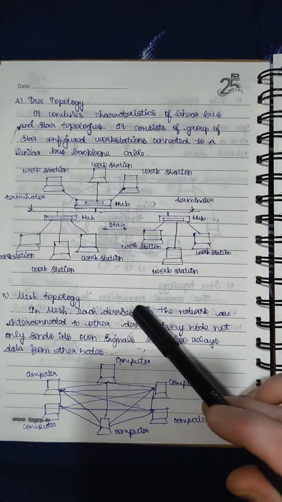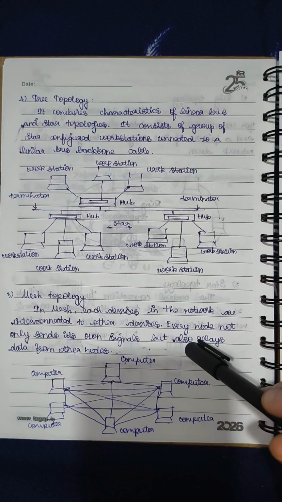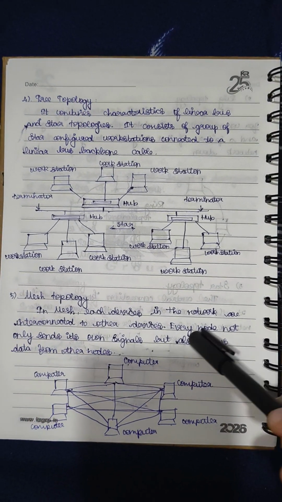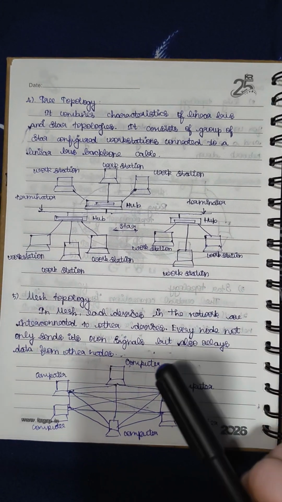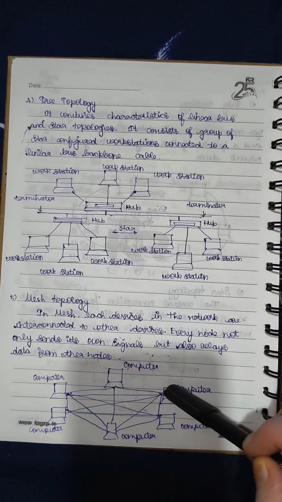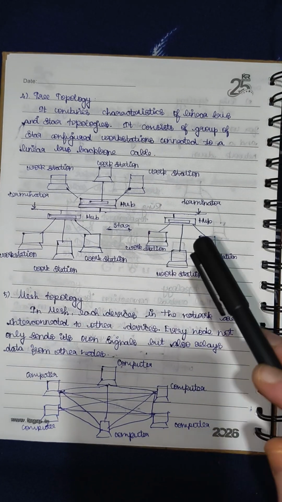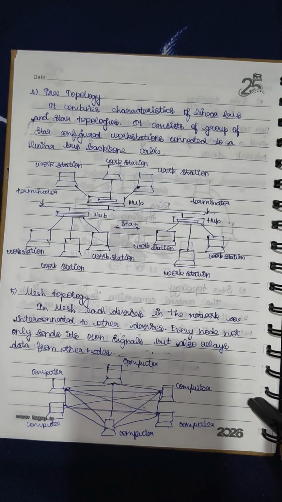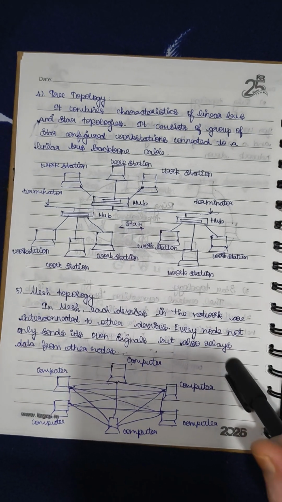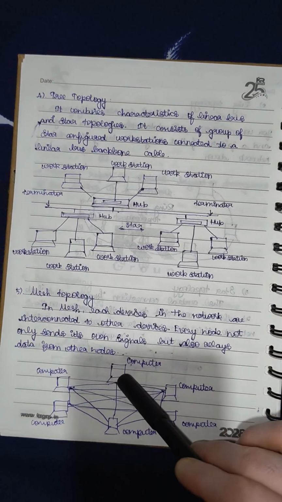In mesh, each device in the network is interconnected to other devices, so every node not only sends its own signals but also relays data from other nodes. So the major advantage is that if in case of any node failure, the remaining nodes will share the information as usual because all other nodes are interconnected. And in recent technologies, this type of topology has been used because of this major advantage.